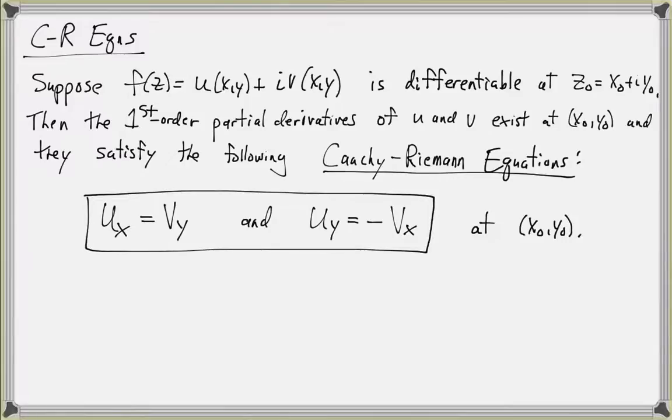Further, from our previous calculations, we showed that the derivative of f at z0 can be written as the derivative of u with respect to x plus I times the derivative of v with respect to x evaluated at z0. So let's look at an example of a differentiable function and show that its first order partial derivatives satisfy the Cauchy-Riemann equations.